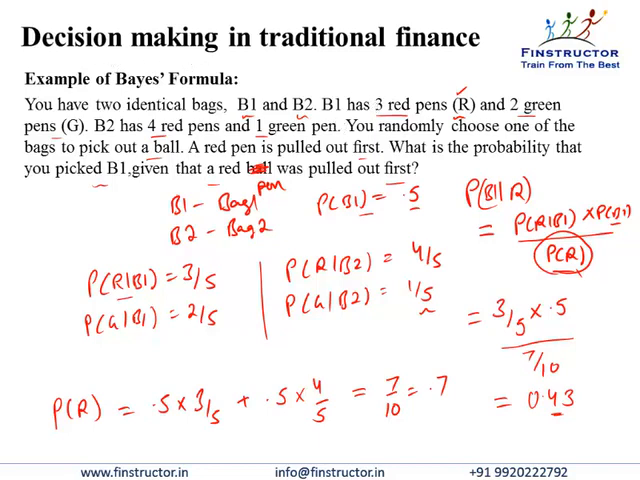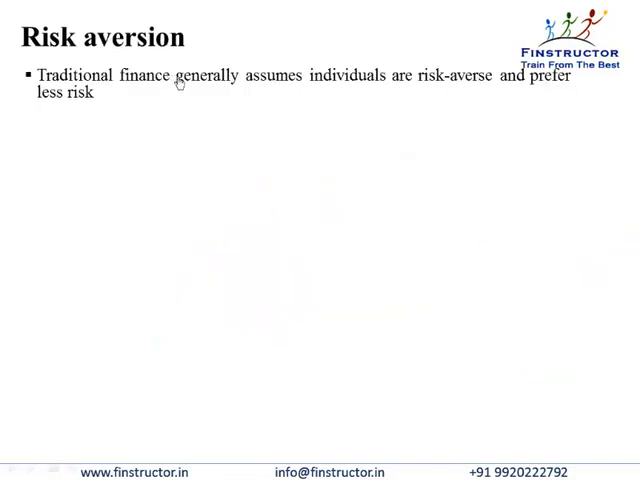What decision making in traditional finance says is that investors do this calculation instantly at all points in time, and the stock price reflects these updated probabilities. Traditional finance also generally assumes that individuals are risk averse and prefer less risk.